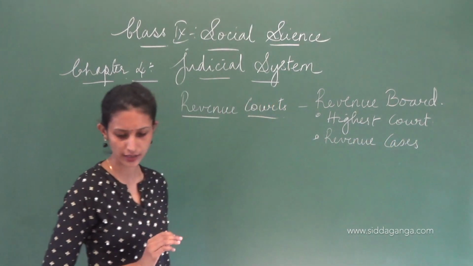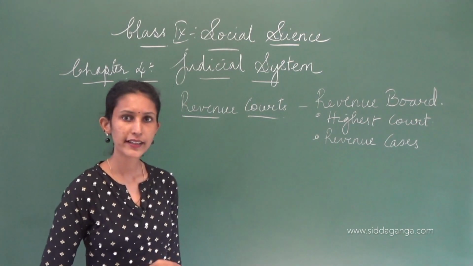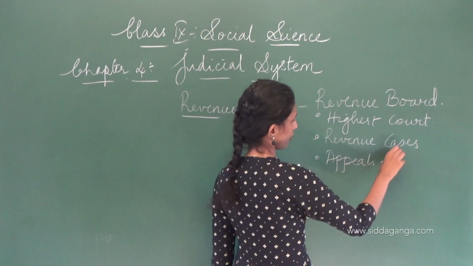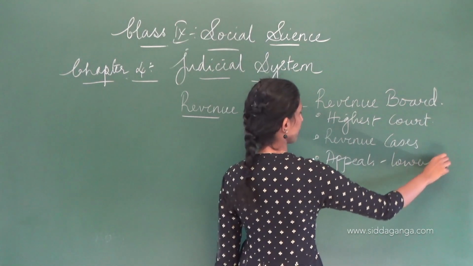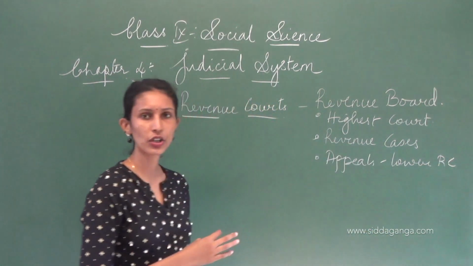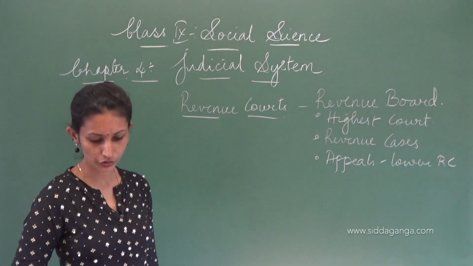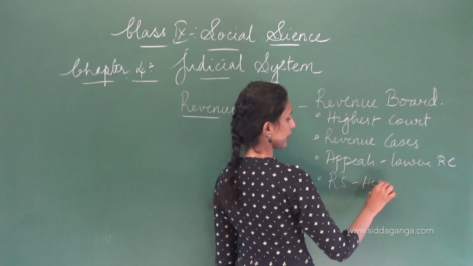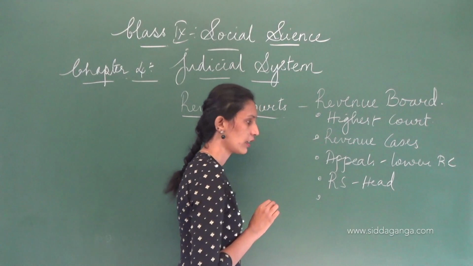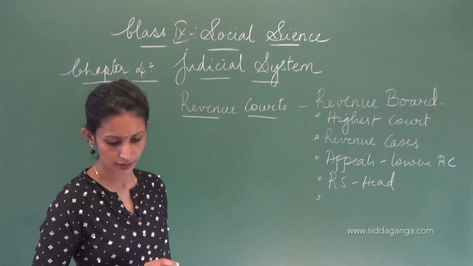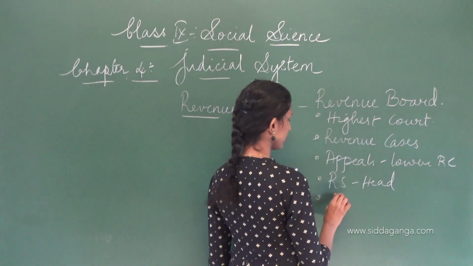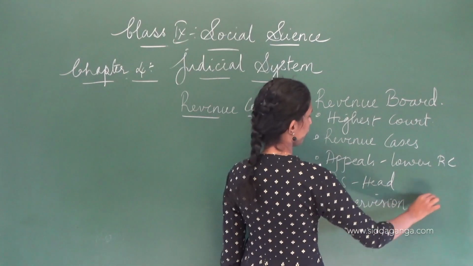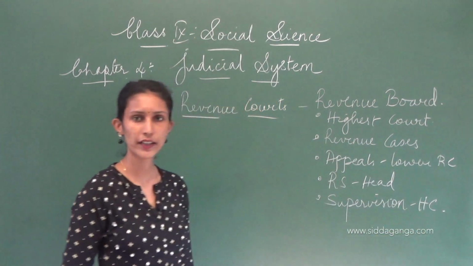Second point: they take appeals of lower revenue courts. Then, the revenue secretary is the head. I am writing it in short form, but you write the full form. Revenue Secretary is the head. Then the court functions under the supervision of the High Court. Alright, your answer is done.